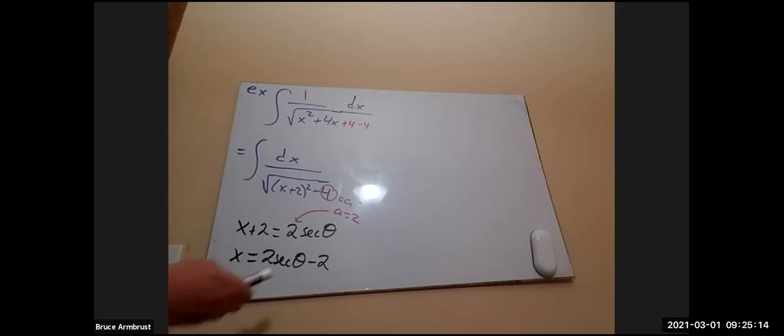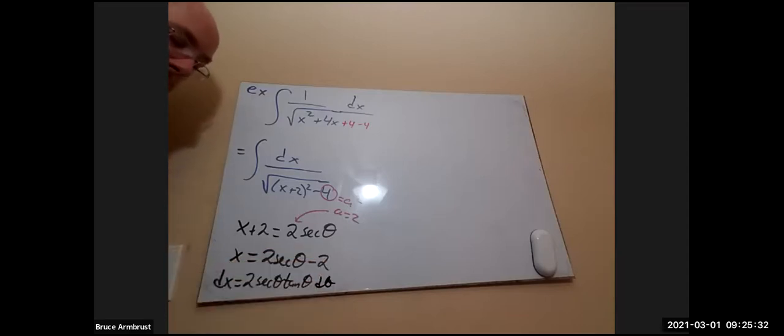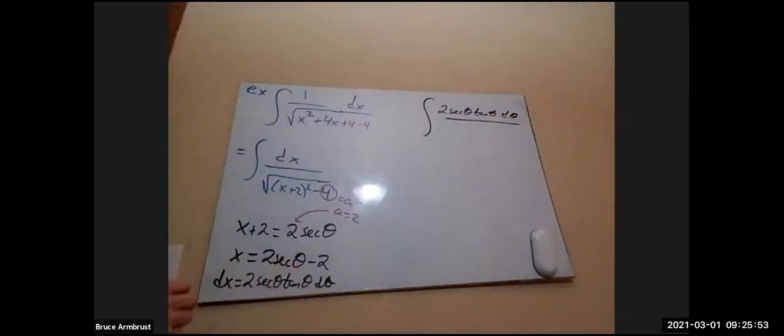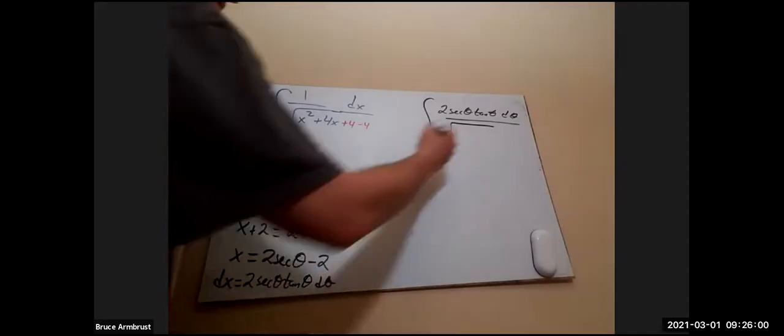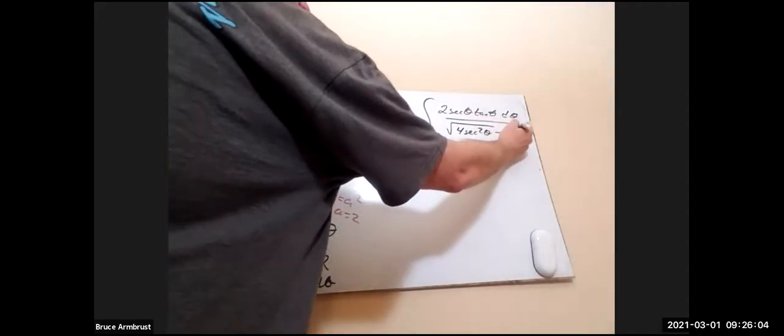All right, well, if that's our x, then our dx will be 2 secant tangent d theta. You'll notice that that minus 2 doesn't really matter because it just goes away when we differentiate anyway. All right, so let's do the substitution and let's just see how it all falls out. We've got our dx, so 2 secant tangent d theta over, okay, so now we've got the square root of 4 secant squared minus 4.